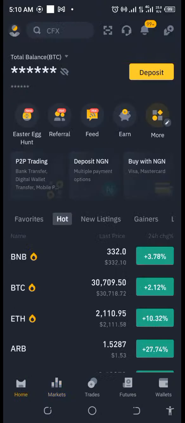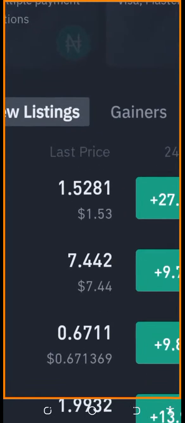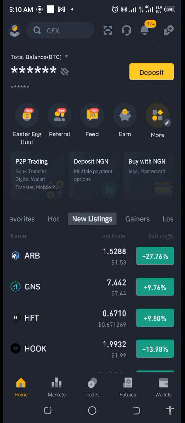Okay, no, let's go back here. It's barely like 3 weeks old, and it's still pumping. As you can see right now, the price is currently $1.52. Okay, so it rose all the way as of yesterday.